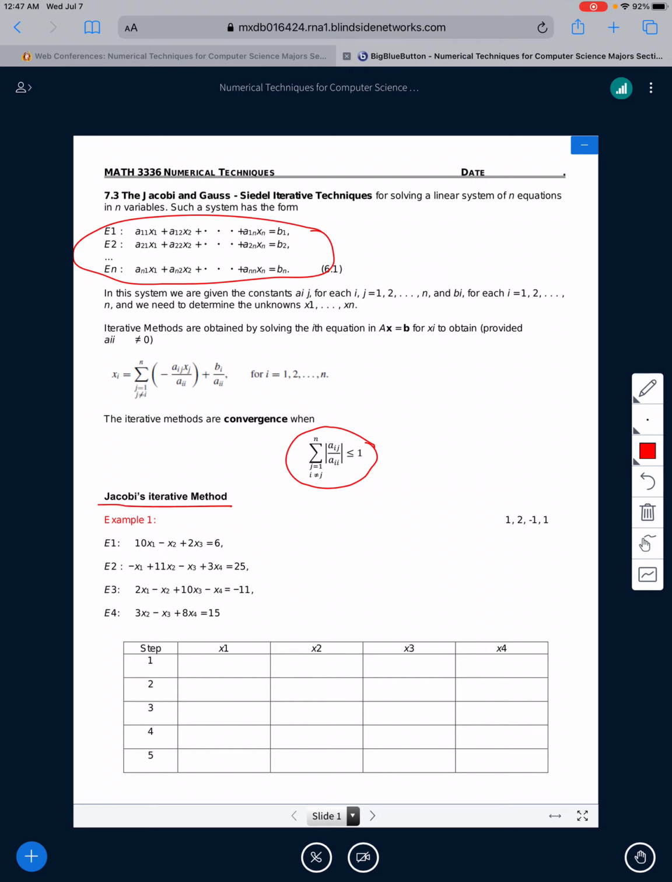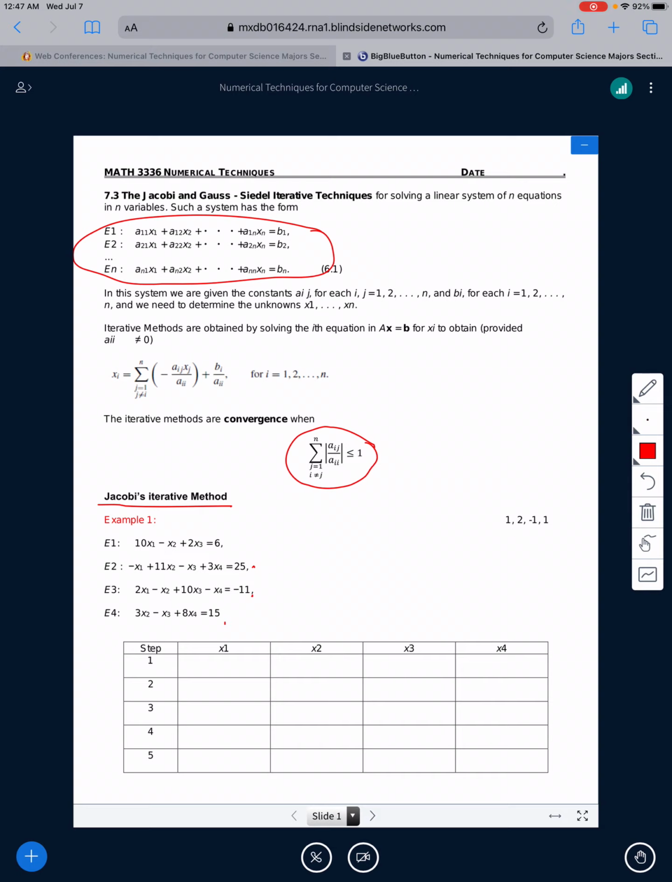Gauss-Jacobi method is a little bit more time consuming, and needs more calculation. The first step is we need to solve. We have 1, 2, 3, 4 equations in 4 unknowns, x1, x2, x3, x4. So I'm solving the first equation for x1. How are you doing that? I have 10x1 minus x2 plus 2x3 equal to 6, and I want to solve this equation for x1.